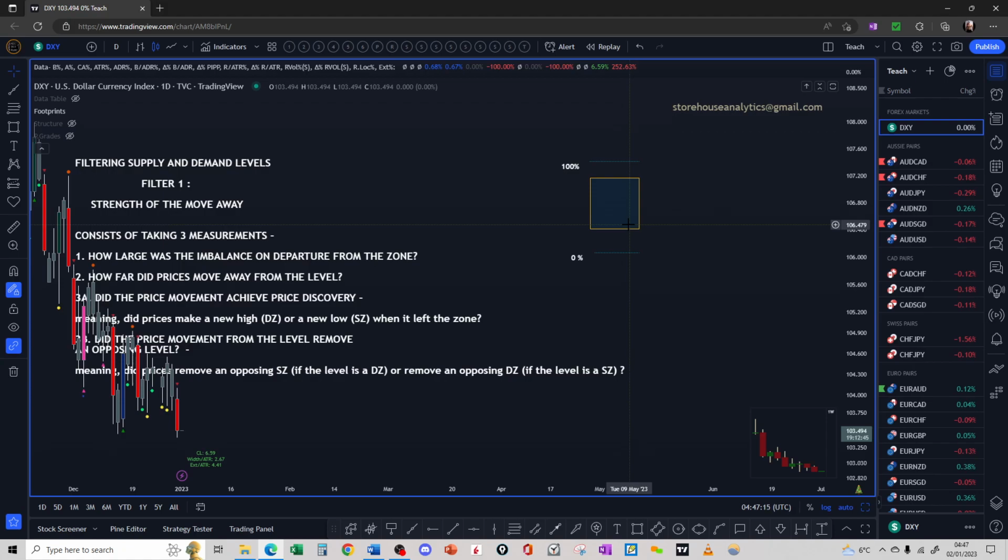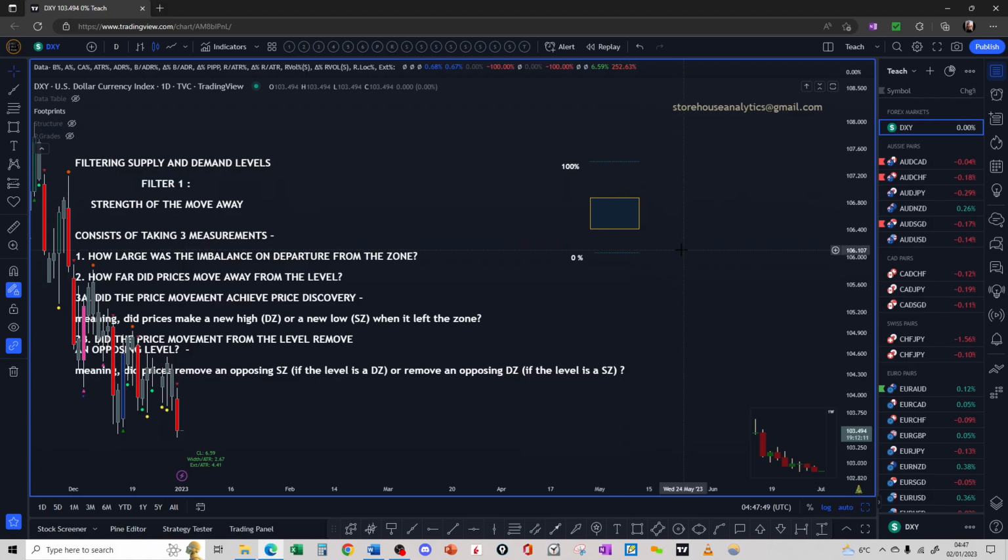So we're assessing the size of this body relative to the range, the high to low range. Where supply and demand traders say it's a 50% candle, what they are talking about is that the range of this body relative to the high to low range is 50% or less, meaning the body is small relative to the high to low range.